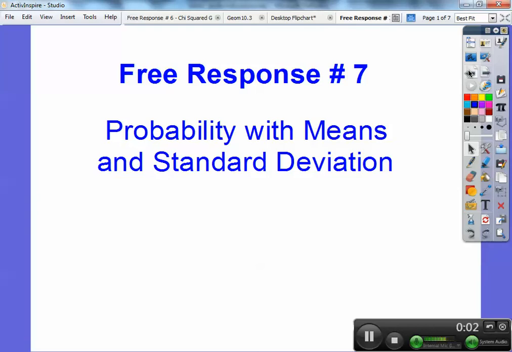Hey everybody, this one's an easy one, you guys, a fast one. So this is finding the probability with means and standard deviations. Okay, so here we go.